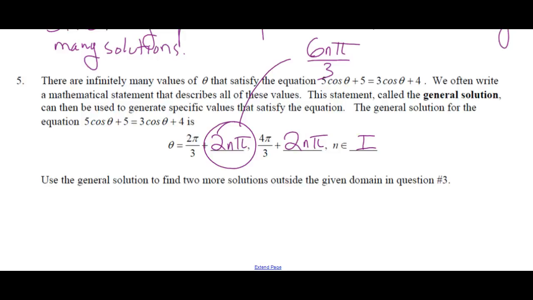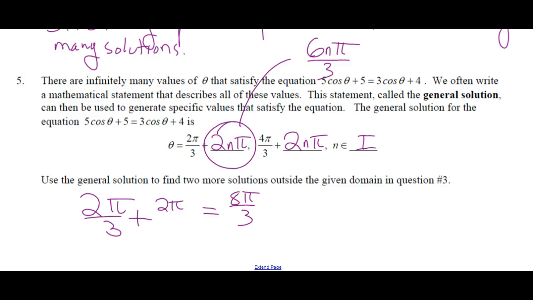Use the general solution, find 2 more solutions outside the domain. Okay, so 2 more solutions outside of the domain. Shall we do a positive one or negative one, or a couple of positive ones? So it's 2 pi over 3 plus 2n pi, so just plus 2 pi, which is, now, what are we thinking of 2 pi as? 6 pi over 3, right? So this will be 8 pi over 3.